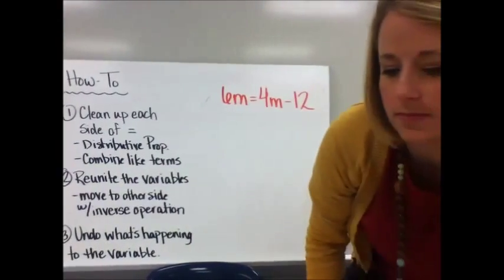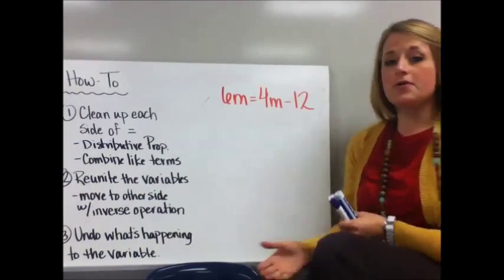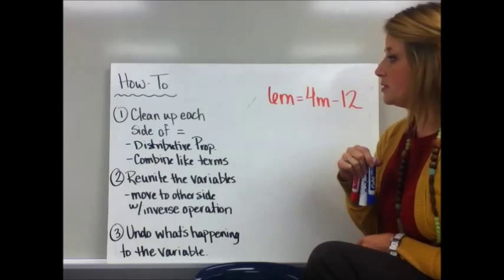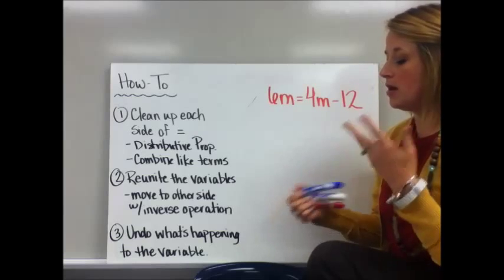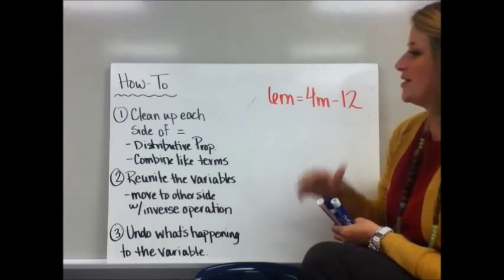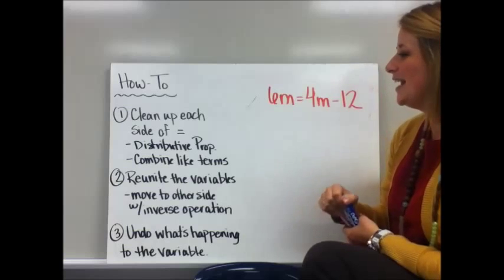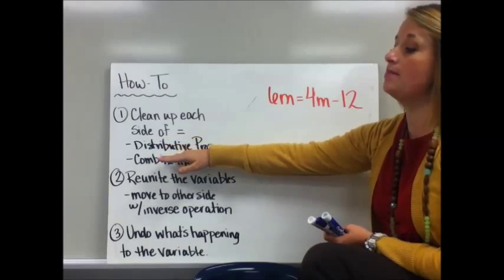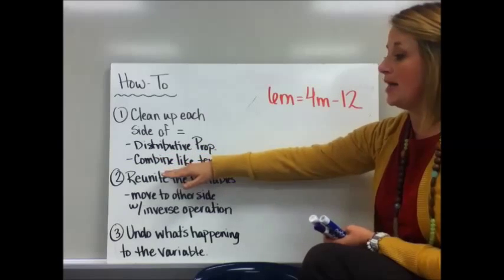Here are your steps. Very similar to the steps that you saw in the last lesson over solving multi-step equations. First step, like before, is you're going to clean up each side of the equal sign. That may mean the distributive property or combining like terms.